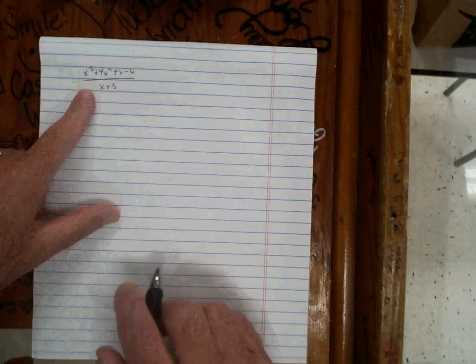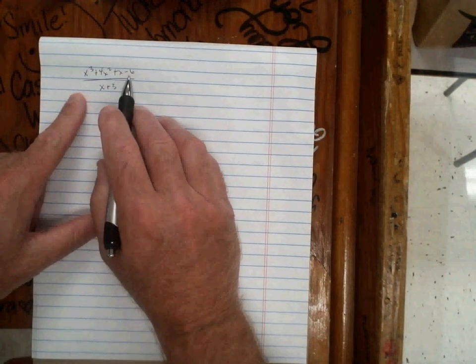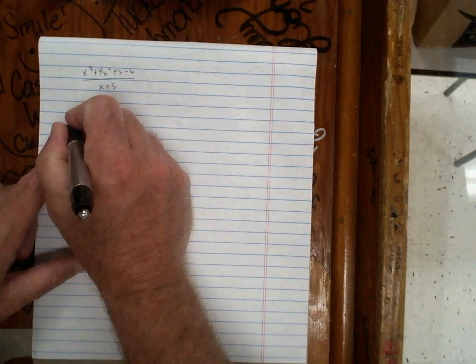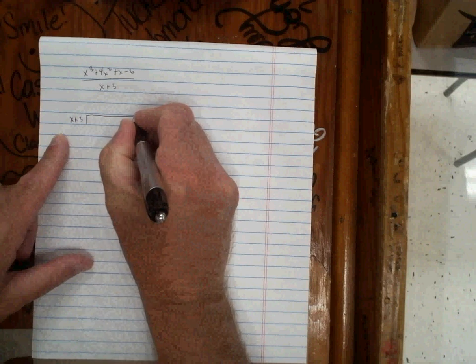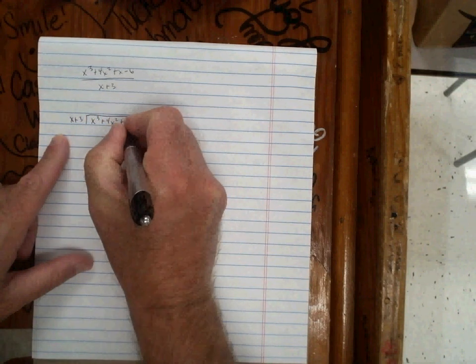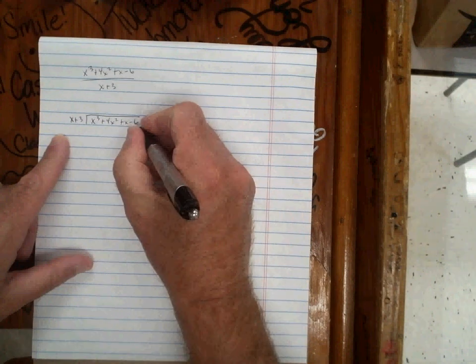In this question, we're asked to find the equivalent form of x cubed plus 4x squared plus x minus 6 divided by x plus 3. We can do this either with long division or we can set it up as synthetic division. I'll do it both ways.